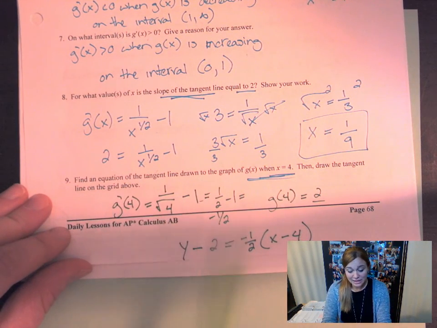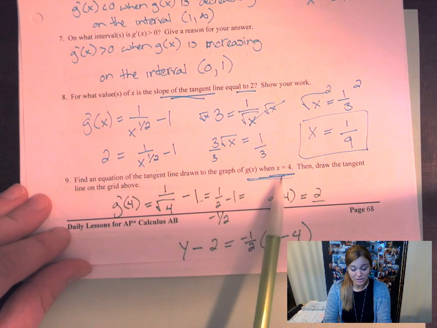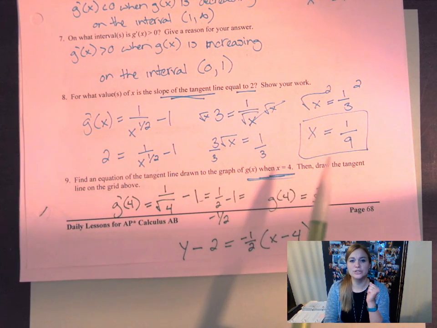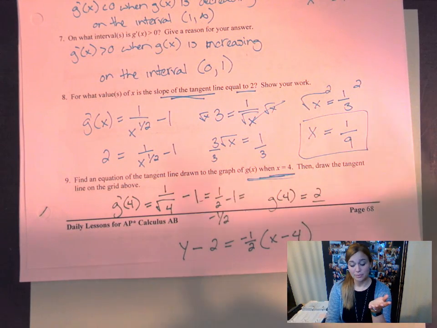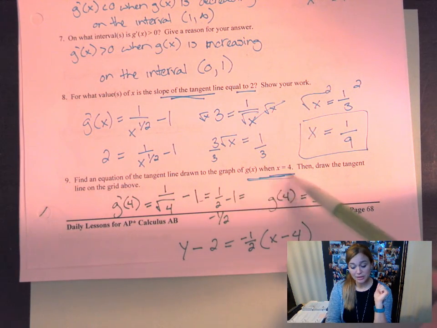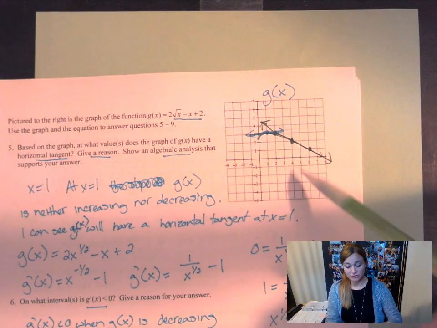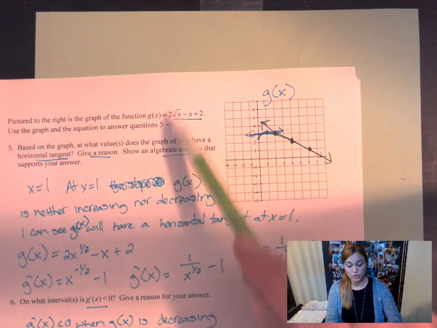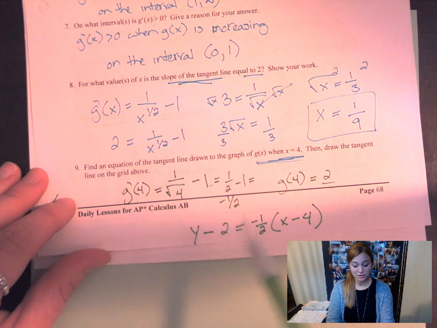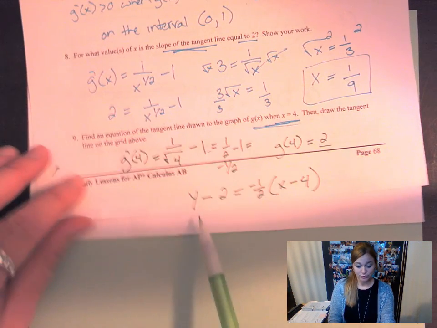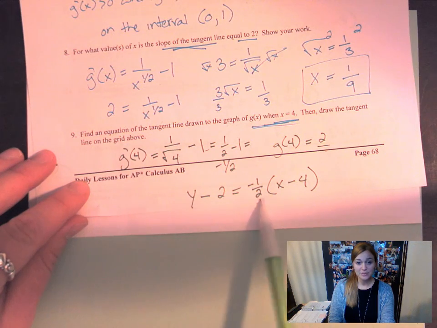Find the equation of the tangent line drawn to the graph when g of x is equal to 4. So we need two things to find the equation of the tangent line: a slope and a point. The point will be g of 4, which if you go up here, you can just look at what g of 4 is, which is 2, or you can substitute in here for x. The slope of the tangent is where we found the derivative up here. We substitute in 4. You're using point slope form, so y minus y1 is equal to m times x minus x1.